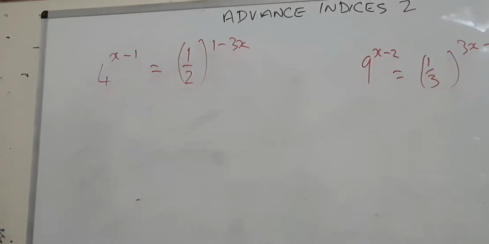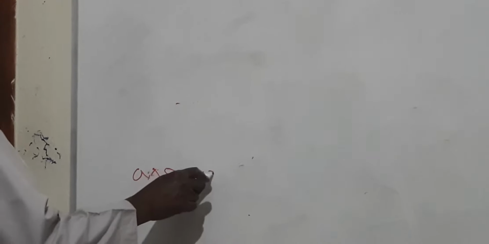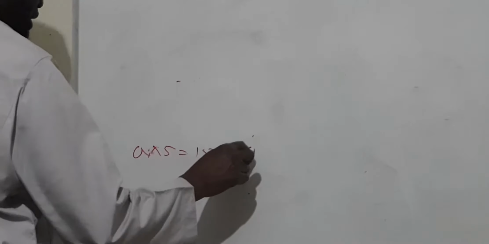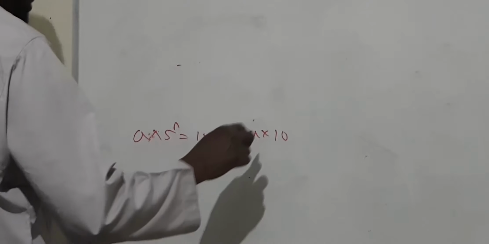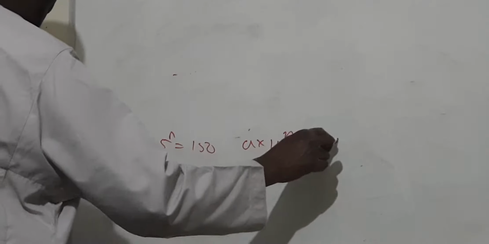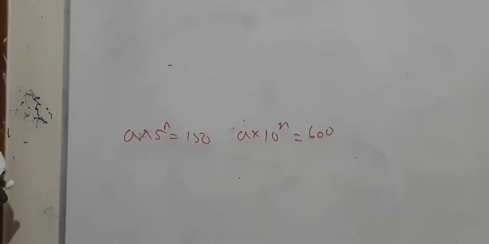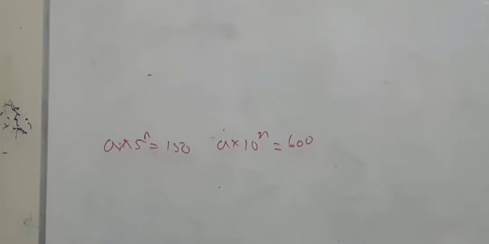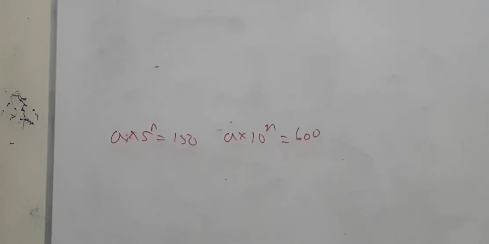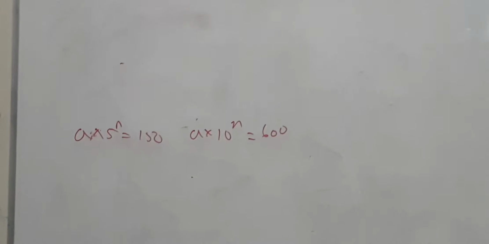Look at this A-level question. A times 5 to the power n is equal to 150. That's an A-level question, yes? A times 10 to the power n is equal to 600. Find A and n. We all know, when we do algebra, we all know substitution. I don't think you can do that one.